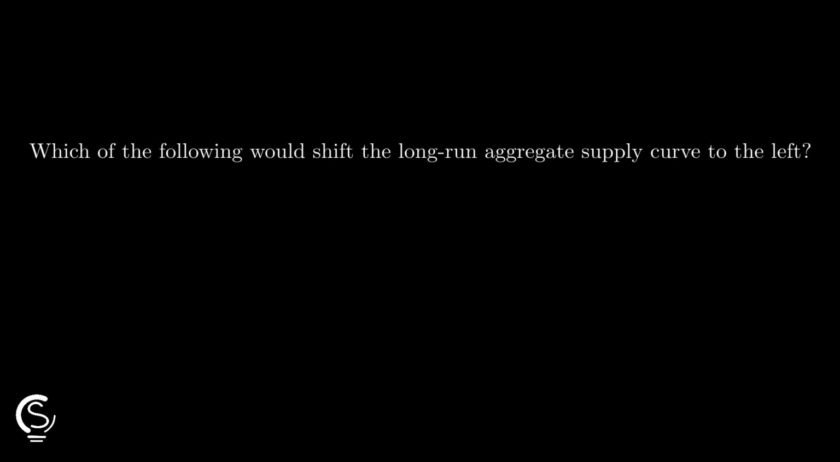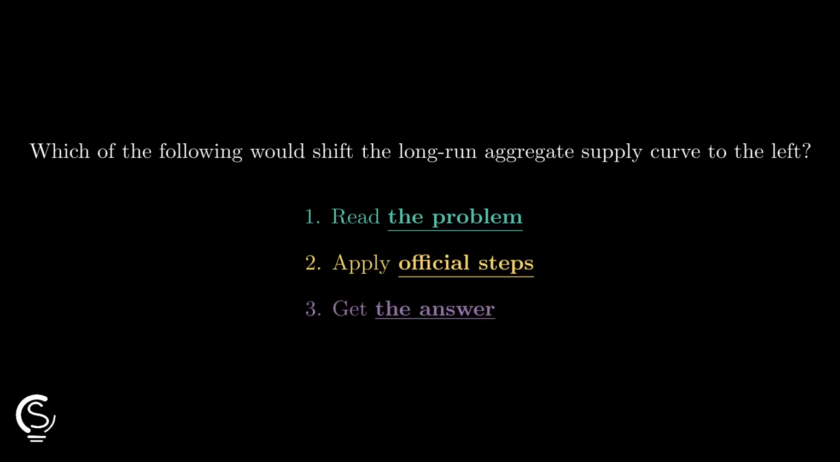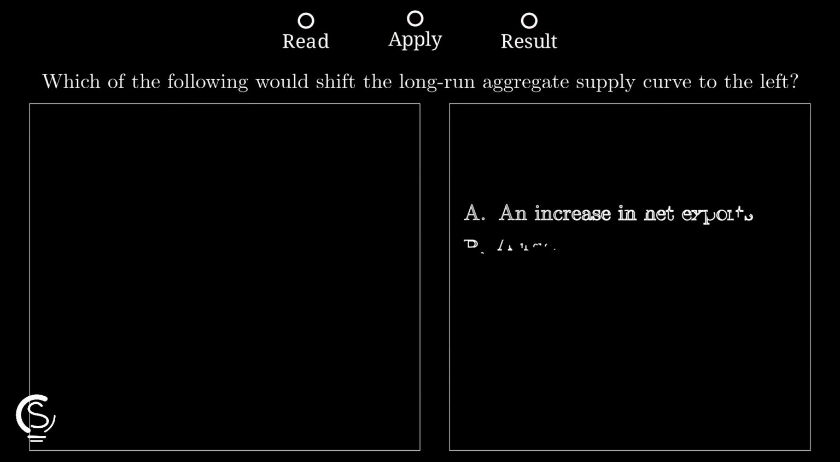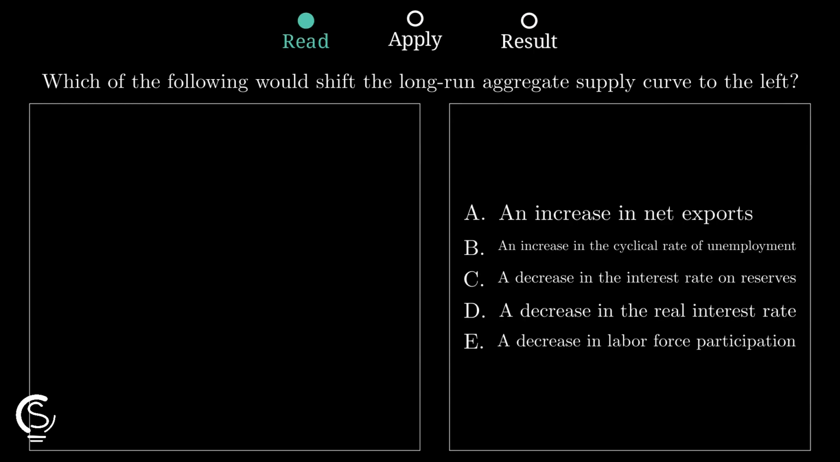I got your back. Long-run aggregate supply shifts can be tricky, but we can solve this quickly by focusing on the core factors that change total production capacity. First, remember that the long-run aggregate supply curve represents the full potential output of an economy. It only shifts when there are changes in resources, technology, or institutional rules for production.